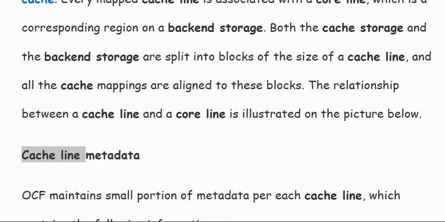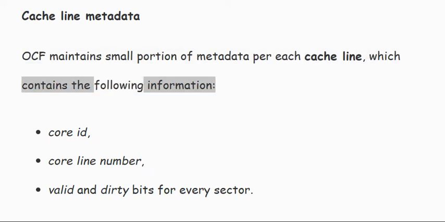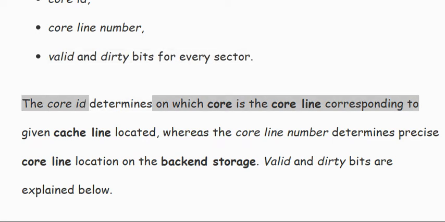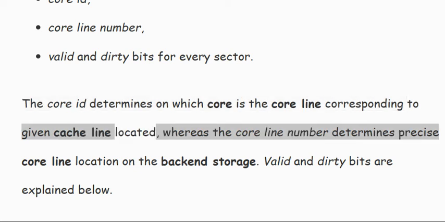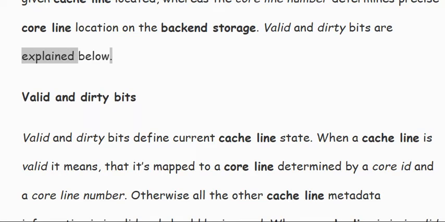Cache line metadata. OCF maintains a small portion of metadata per each cache line, which contains the following information: core ID, core line number, valid and dirty bits for every sector. The core ID determines on which core the core line corresponding to a given cache line is located, whereas the core line number determines the precise core line location on the backend storage. Valid and dirty bits are explained below.